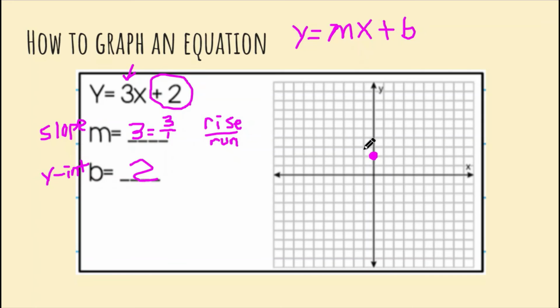So my rise is 3, so I'm going to go up 3. 1, 2, 3, and my run is 1. So then I go over 1, and that is my next point. And I can do the same thing from that point. I can go up 1, 2, 3, and then over 1. And then once I get a couple points on my line, on my coordinate plane, I can draw a line. This is a linear equation. So whenever you plot your points, you want to make sure it makes a line, a straight line. If it doesn't make a straight line, you might have made a mistake. So you always want to make sure it's a straight line.